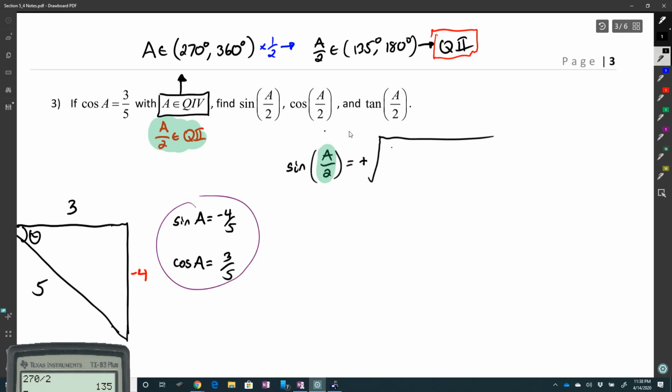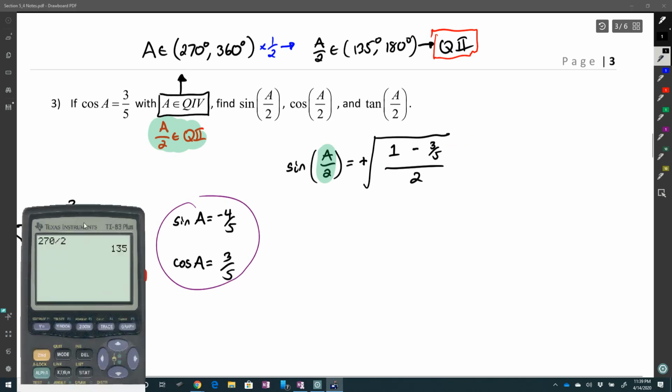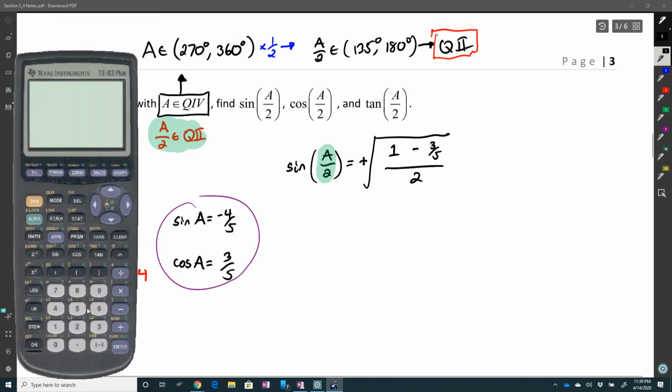Okay, so it's going to be 1 minus cosine of A, so 1 minus 3/5 over 2. And that's really all you got to do. Now you can just type that in your calculator if you want. I'm not trying to be an algebra Nazi. So you can say 1 minus 3/5 and then divide that by 2. And then math frac that. And you get 1/5.